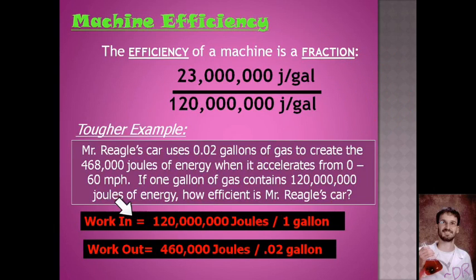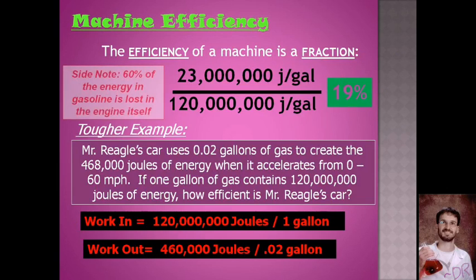All right, so let's stick these things up here. 120 million joules in a gallon. That goes on the bottom. That's the work in. The work out, 460,000 joules divided by 0.02, gives us this value. Do the math on that. My car motor only works out to be 19% efficient. That seems pretty bad. It seems pretty low.